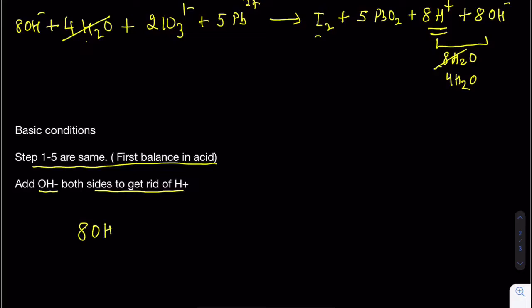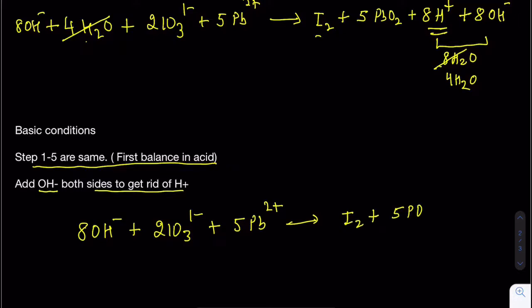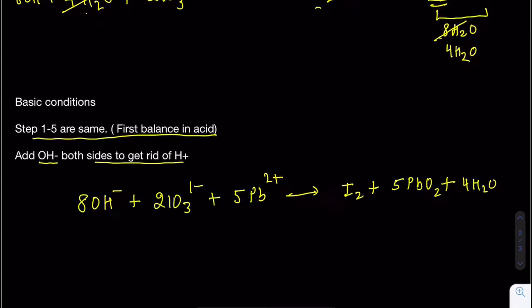You got 8 hydroxides plus 2 IO3 1 minus plus 5 Pb2 plus, and then we got I2, 5 PbO2, and then 4 water molecules. Okay, so then I got to make sure everything is balanced again just to double check.